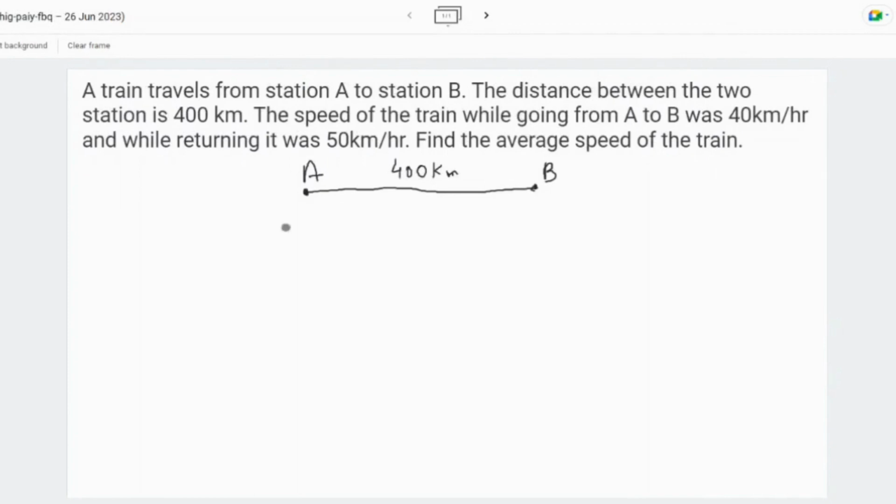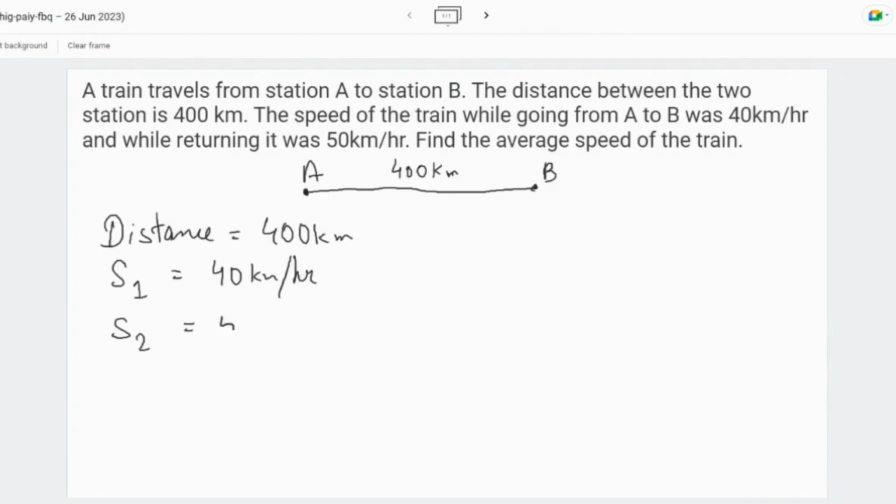Let us understand what the question is giving us. So over here, first the distance is given. One distance is given, okay? That is the distance between the two stations is 400 kilometers. Then the first speed, while the train is going from A to B, is 40 kilometers per hour. So speed 1 is 40 kilometers per hour. Now speed 2, which is the speed of the train when it is returning from B to A, is 50 kilometers per hour. So these are the information which is given to us.